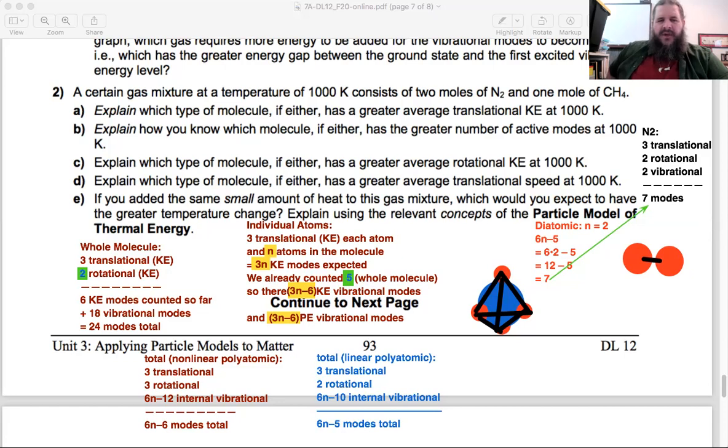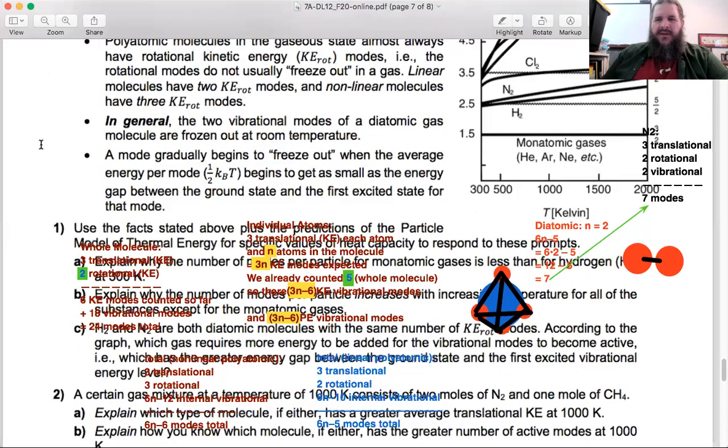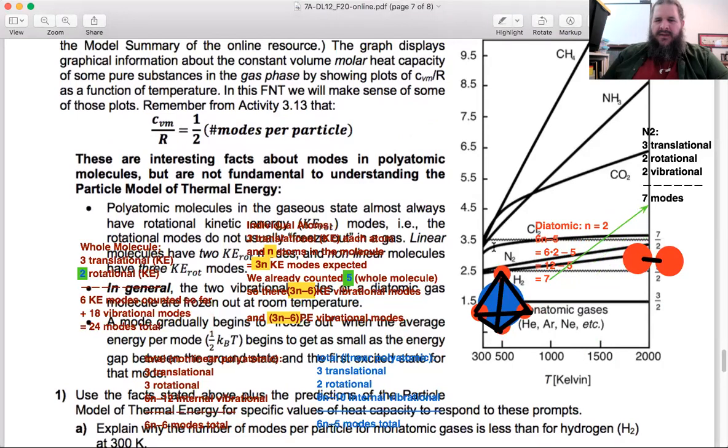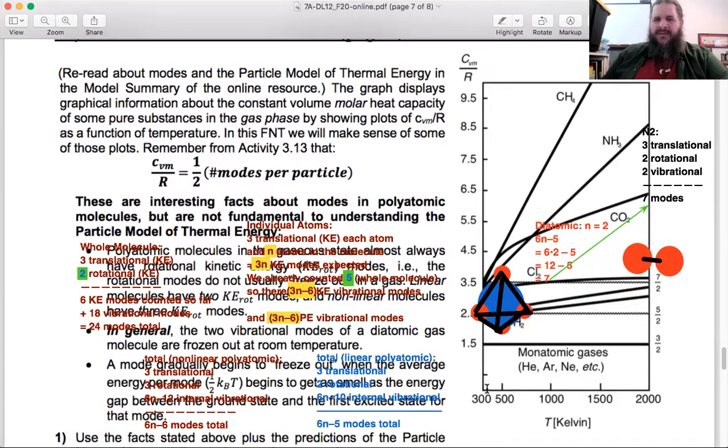The rotational modes I would expect to be frozen out at very low temperatures, like extremely cold. But once you get up to about room temperature, I would expect the rotational modes to be active. The internal vibrational modes I would expect to be frozen out until you get up to very high temperatures, though. And in fact, that's really what this graph up here is all about. We've got a graph where the horizontal axis is temperature, the vertical axis is listed as heat capacity over R, but that's basically half the number of modes per particle. So for instance, 7.5 on this axis, that's half the number of modes, so number of modes would be 15 here.